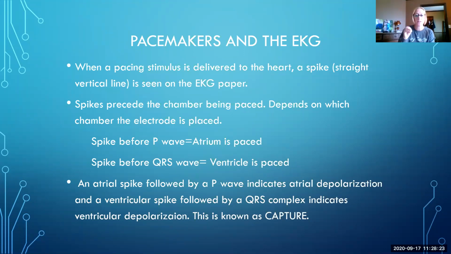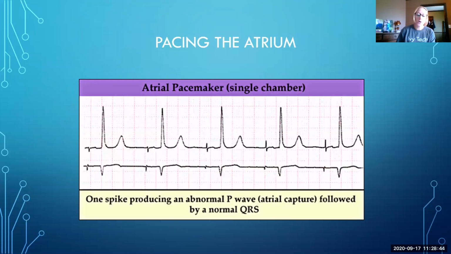So when you have a spike and then a P wave, that indicates our atrial depolarization. And then a spike before the QRS indicates our ventricular depolarization. So this is capture. This is what the pacemaker is supposed to be doing. It's capturing the rhythm and getting it to do what it's supposed to do. So here you have an atrial pacemaker, so it's just the atria being paced. There's just a spike right before the atria. Spike and then a P wave.